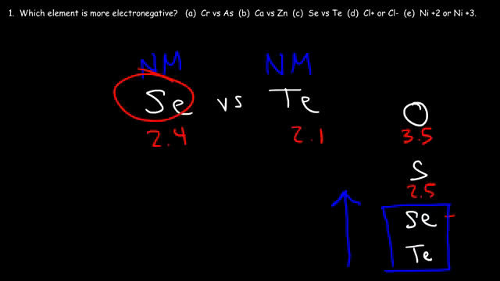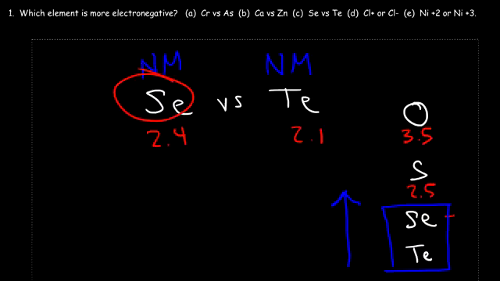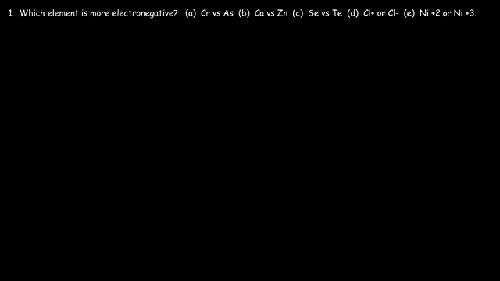Now let's move on to part D. Which one is more electronegative? The chlorine cation or the chlorine anion? Which one will you pick? So which one wants an electron? Which one has a greater desire for an electron?